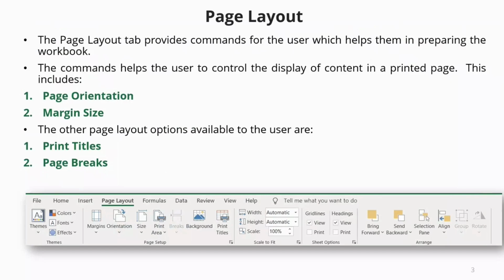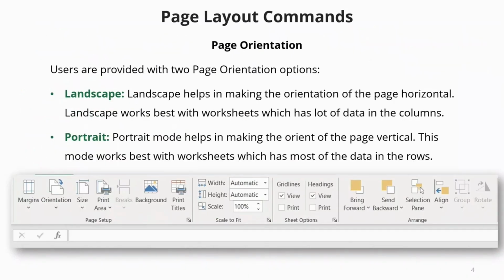The next is page orientation. Now, page orientation is of two types, and we have already learned those two types. One is landscape mode, which makes the page horizontal. If you have a lot of column-based data, then I think landscape is the best thing to use. And portrait is the vertical one, where you have more data in the rows.